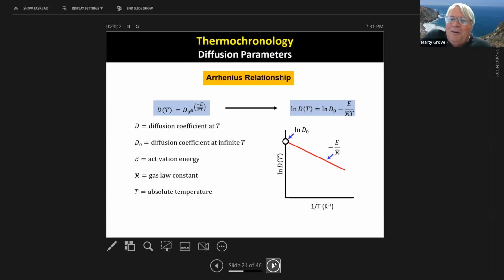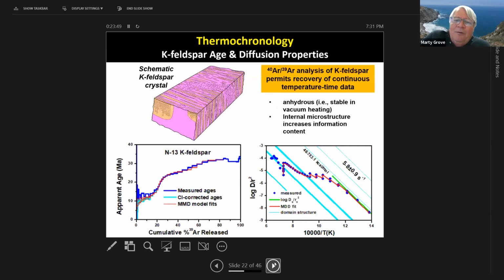Argon doesn't want to be in minerals. And so if we can calibrate this, we can do quite a bit. I'm going to be working almost exclusively here with potassium feldspar. And one of the reasons is that potassium feldspar is anhydrous. And so it's stable under heating. This is important because we extract the argon in a vacuum. And so a hydrous phase is decomposing as you heat it, whereas K-feldspar is more robust.